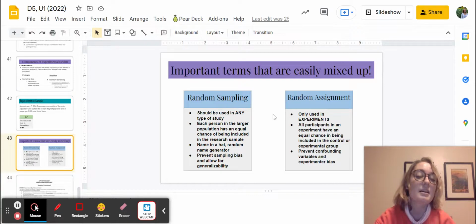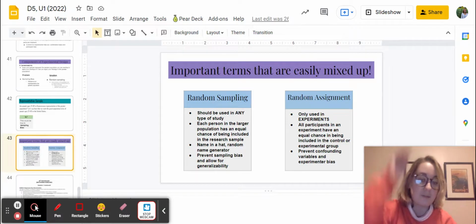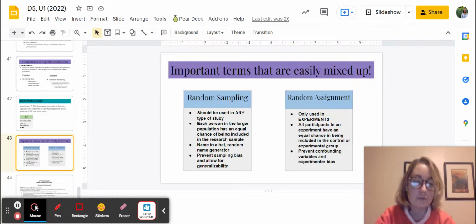Random assignment is unique to the experiment. So if you were talking about why this is an experiment, random sampling wouldn't give you that point, because any type of study can have random sampling. But random assignment is unique to experiments because it's you randomly assigning your sample, right? So it's random sampling first, then random assignment. You randomly assign your sample into the control or experimental group.